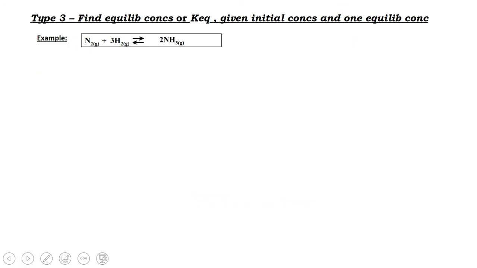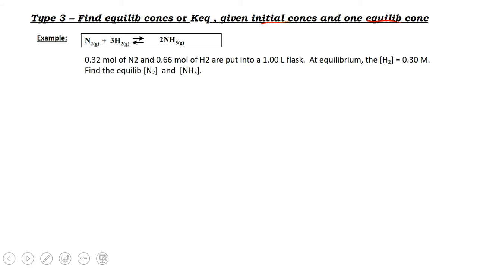So here's an example. Find the equilibrium concentrations or KEQ, depending on what they ask for, when we're given some initial and some equilibrium information. So we're kind of given a mix of a bunch of information. Here's an example, same reaction we saw before. The question is, we start off with 0.32 moles of nitrogen and 0.66 moles of hydrogen in a 1 liter flask. So that's important there. At equilibrium, the hydrogen concentration is 0.30 molar. Find the equilibrium concentrations of the other two species, the nitrogen and ammonia.